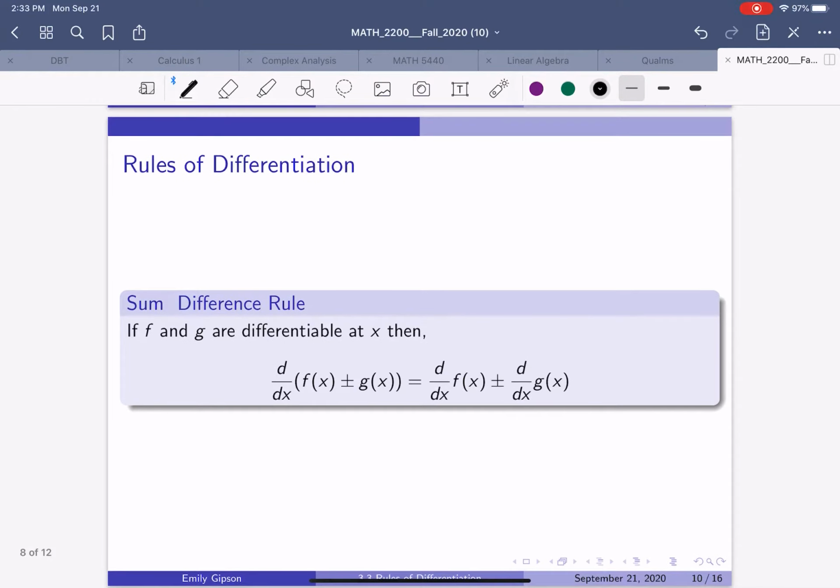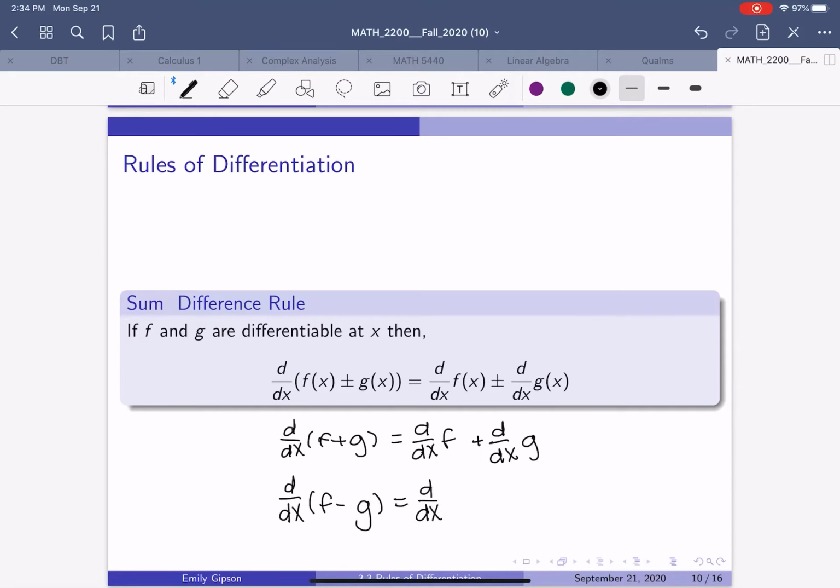Next, we've got the sum and difference rule. If f and g are differentiable functions at x, then d dx of f of x plus g of x is equal to d dx of f of x plus d dx of g of x. And this equation works if we use a minus sign too. So that's to say d dx of f plus g is equal to d dx of f plus d dx of g. And the same is true for the minus direction. So f minus g is d dx of f minus d dx of g.